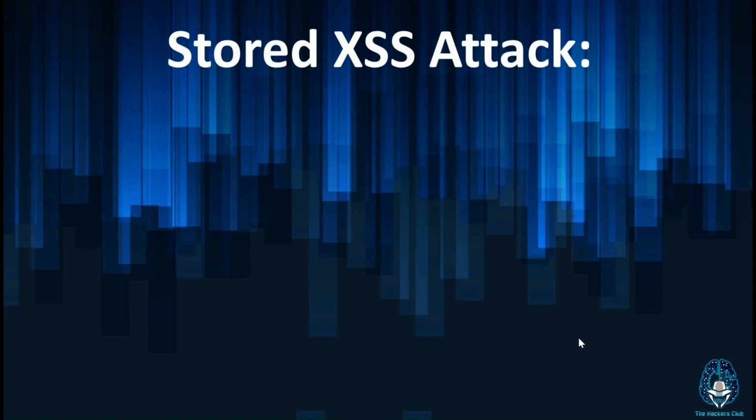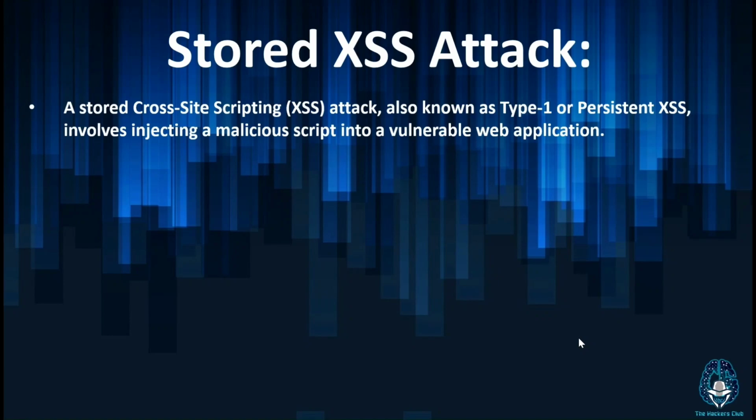The second type of cross-site scripting attack is the stored cross-site scripting attack. A stored cross-site scripting attack, or type 1 or persistent cross-site scripting, involves injecting a malicious script into a vulnerable web application. The script is then permanently stored on the target server, such as in a database, comment field, or message forum. Users retrieve the malicious script from the server when they request the stored information.